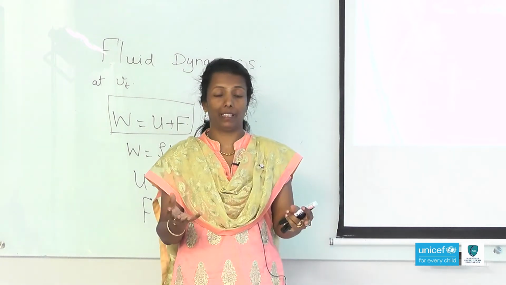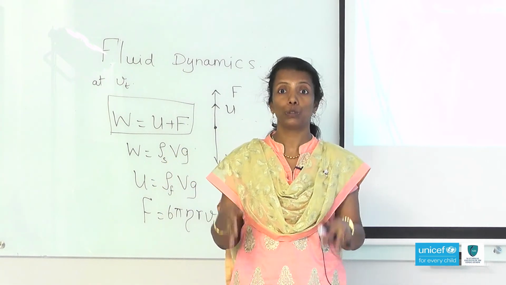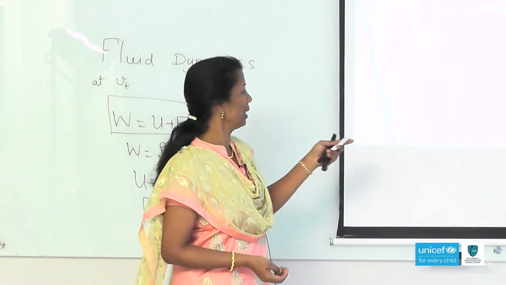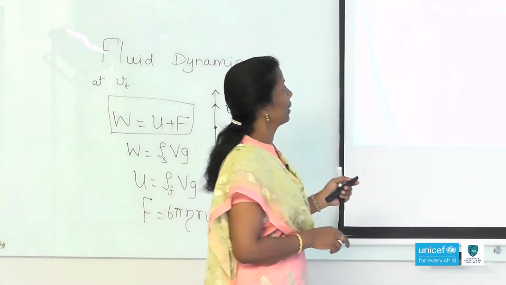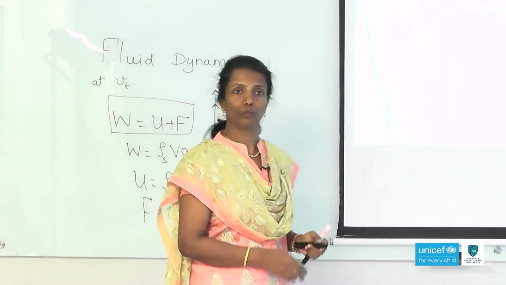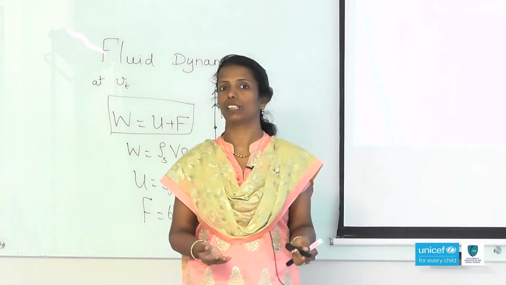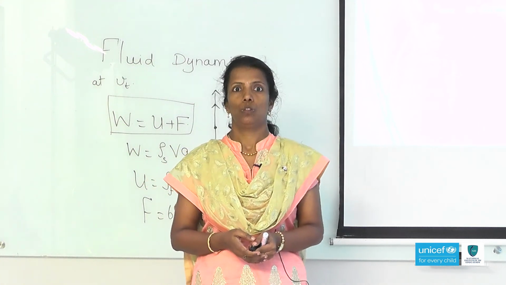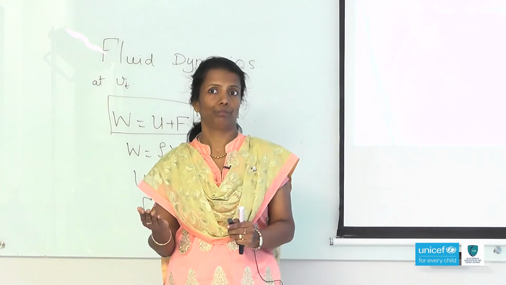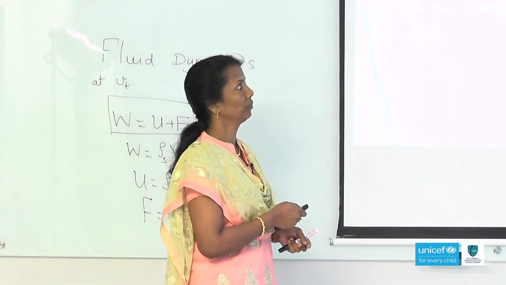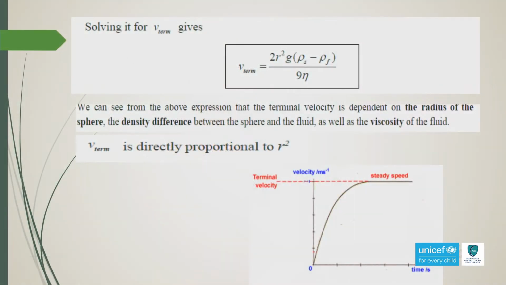People would think that the material is the same, so you will get the same terminal velocity, but it's not so. The terminal velocity depends on the square of the radius. So the larger sphere will attain a higher terminal velocity than the smaller sphere. If the radius is doubled, the terminal velocity becomes 4 times because there is a square term. So you need to be very careful when answering questions related to the radius of the sphere and how it affects the terminal velocity.